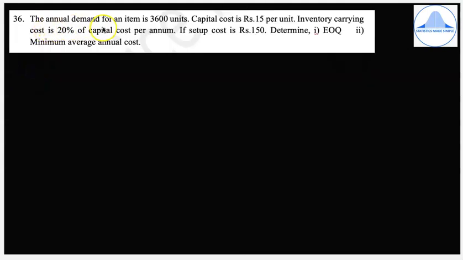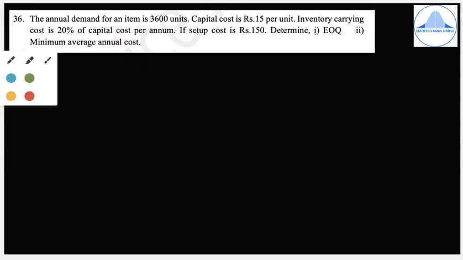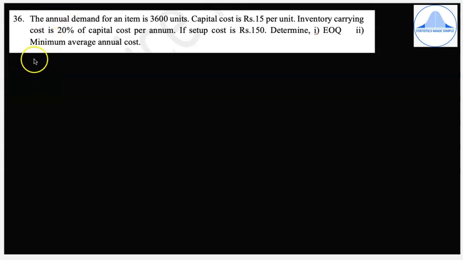Thirty-sixth question. The annual demand of an item is 3600 units. Capital cost is rupees 15 per unit. Inventory carrying cost is 20% of capital cost per annum. If setup cost is rupees 150, determine EOQ and minimum average annual cost. So let us write down the information which is given. So given the annual demand for an item is 3600 units, means R is equal to 3600 units per year.